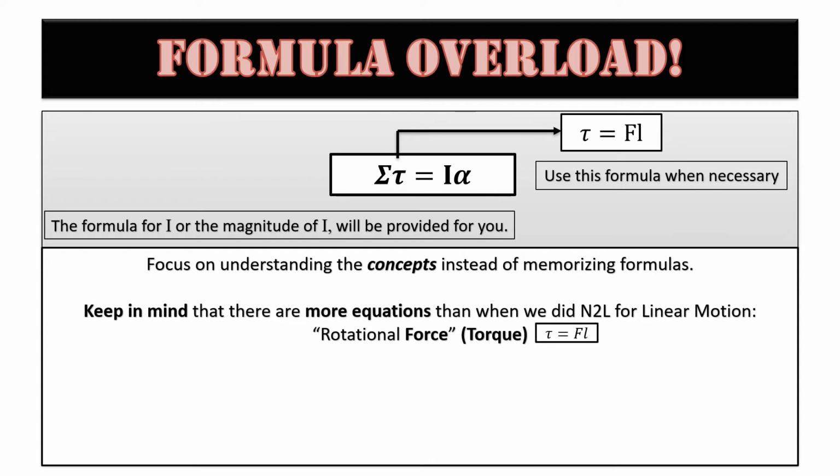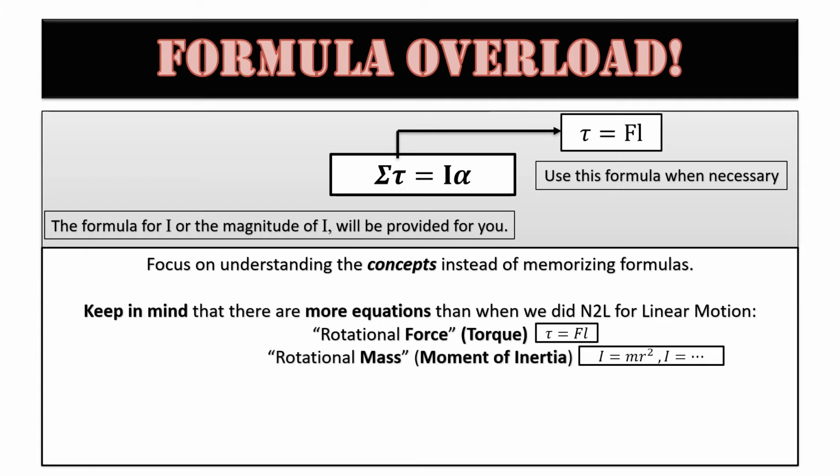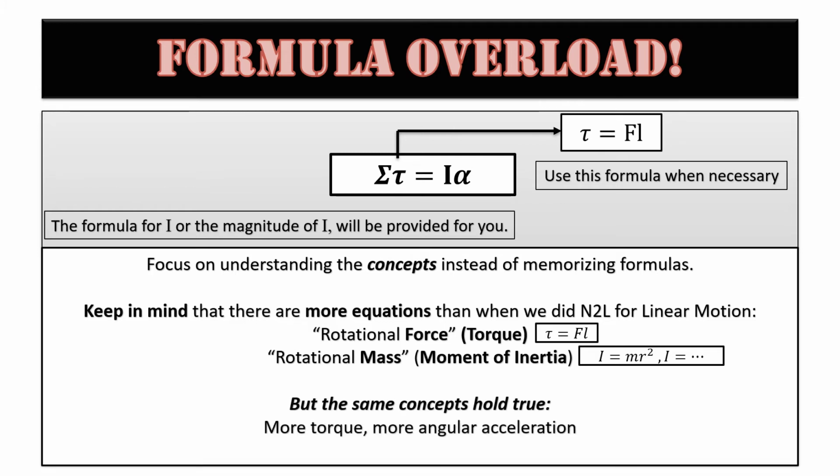So we have rotational force, or torque. We have a new equation for that, as we said. And for the moment of inertia, there's a bunch of new equations, depending on what the situation is. But the same concepts hold true. The more torque, the more angular acceleration. It's a direct relationship. And the more moment of inertia, or rotational mass, if you want to think of it that way, the less angular acceleration, because we said the more mass you have, the less acceleration.